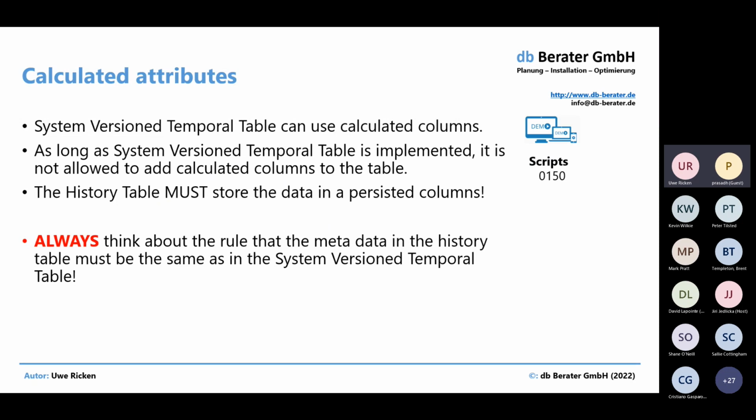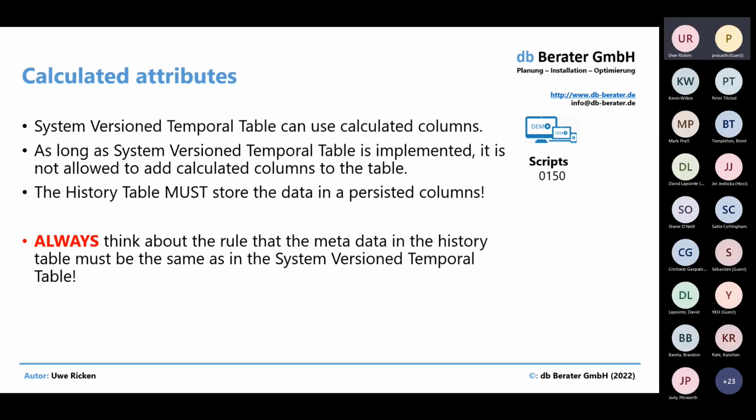Always think about the rule that the metadata in the history table must be the same as in System Versioned Temporal Tables. So that does mean for you that whenever you're using calculated attributes in your system versioned table, do a little math, think about the new data type and data size. And then nothing can go wrong. Everything will work well for you.